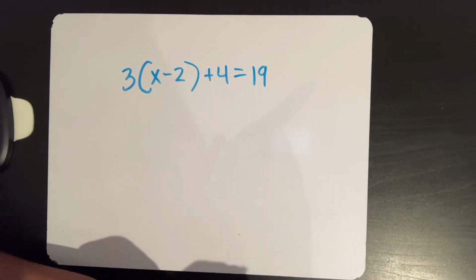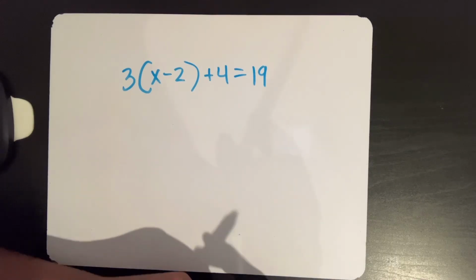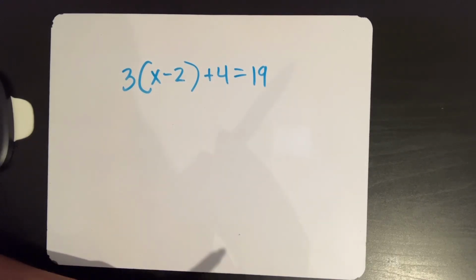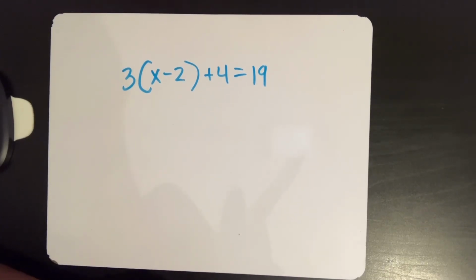Time for multi-step equations. These can have more than two steps. Our example is 3 times x minus 2, plus 4 equals 19. Our first step is to distribute the 3.